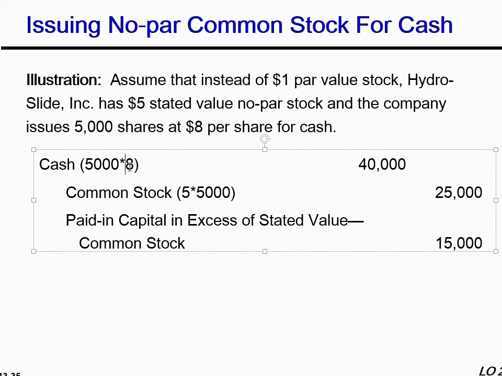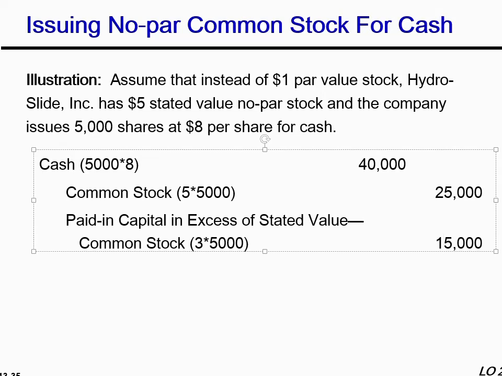So out of 8, 5 is recorded in the common stock. The remaining is how much? 3. How many shares? 5,000 shares. So 3 multiplied by 5,000, we get paid in capital in excess of stated value, 15,000. In this way, our journal entry is complete.